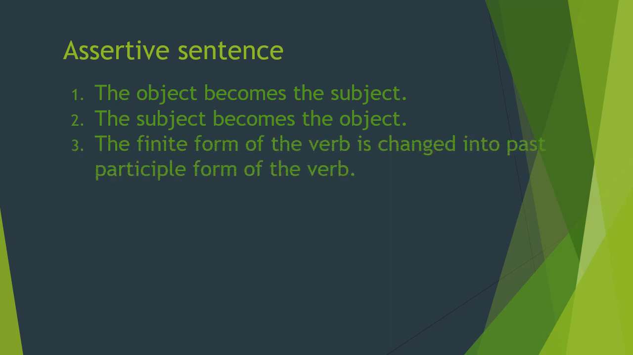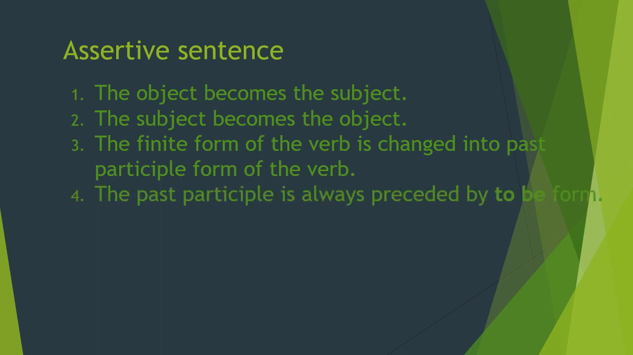Now the finite form of the verb is changed to participle form of the verb. In the last example I had given about the past participle form of the verb. Take, took and taken. So take and took is the finite form of the verb and taken is the past participle form of the verb. So in any verb, whichever verb it may be, you should convert it into the past participle form of the verb. And it is preceded by to be form.